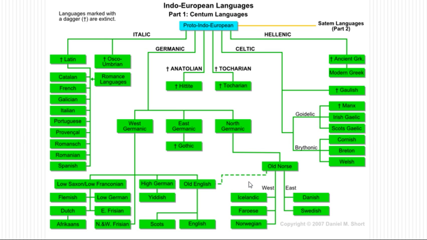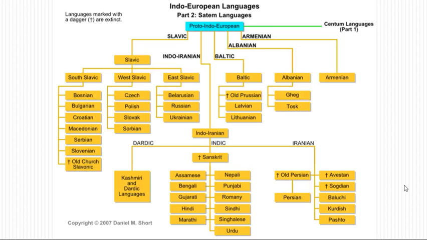Yay! Now, you should recognize lots of languages. Some of them we offer here. But this is only half of the Indo-European language set. Oh, by the way, anything that's got a dagger on it, that's completely extinct. Yeah? And we'll talk about extinct languages in just a second. And then here is the other half, okay?